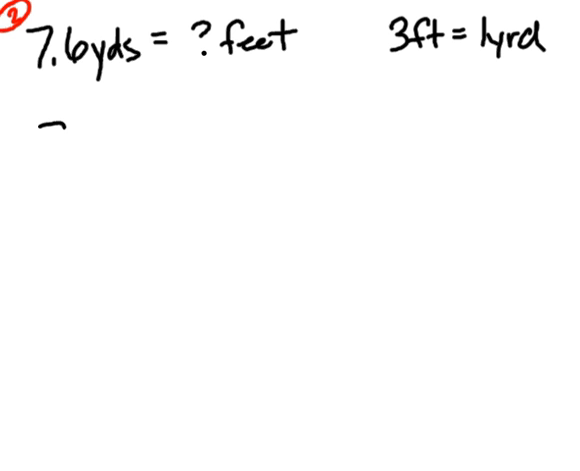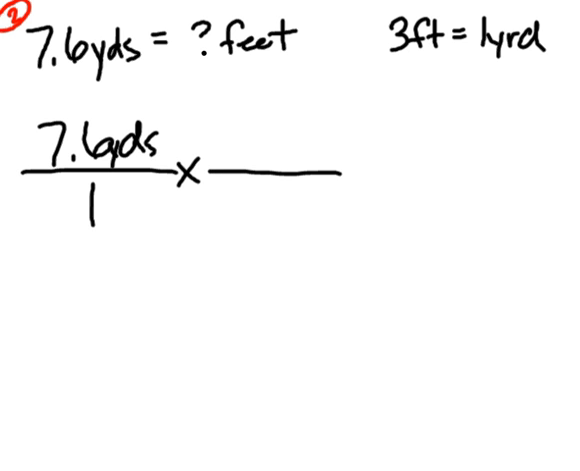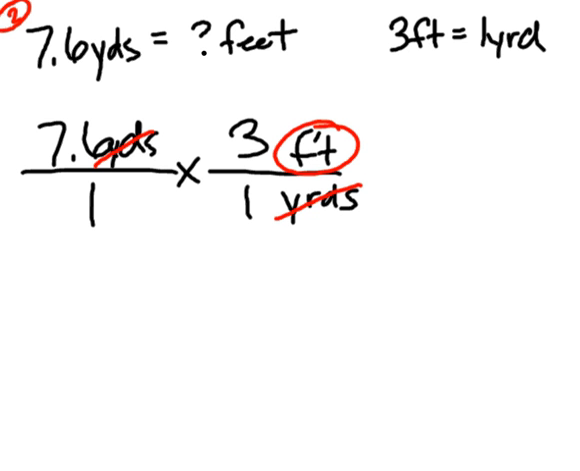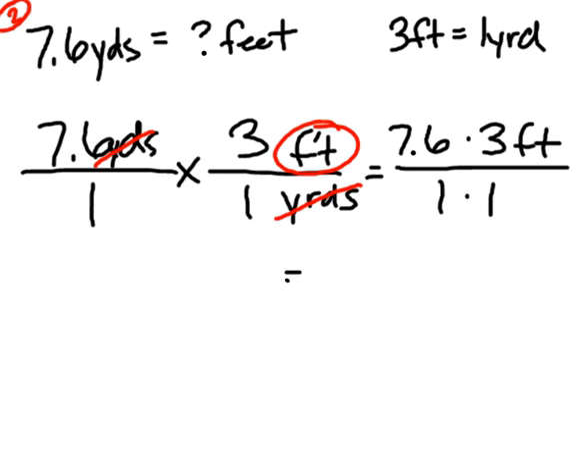Okay, 7.6 yards over 1 times, I need yards to feet, so yards need to be on bottom and feet on top. There's 3 feet in 1 yard. Yards cancel out. Feet, what I want. That'd be 7.6 times 3 feet divided by 1 times 1.